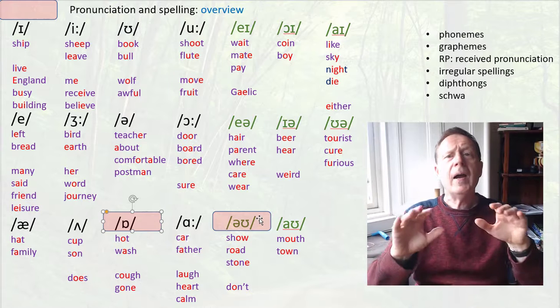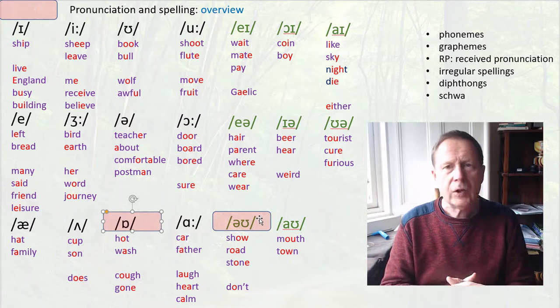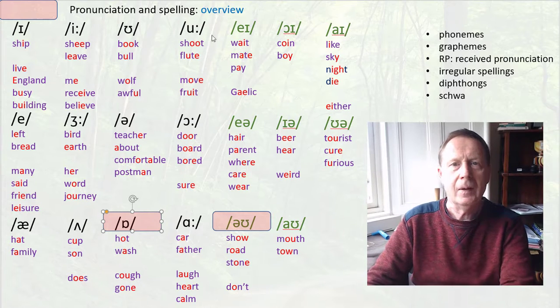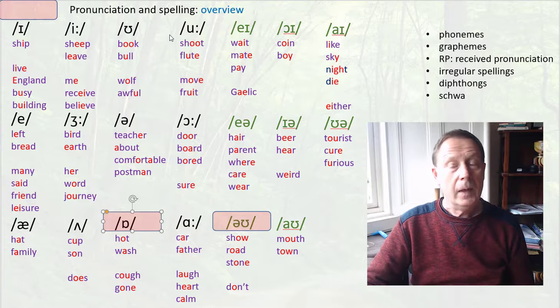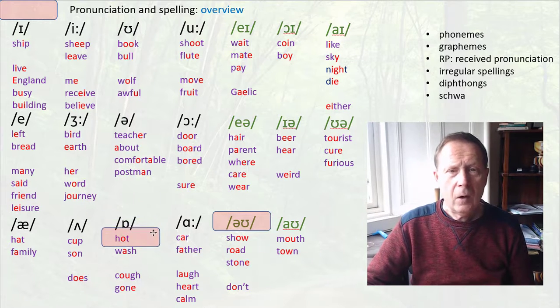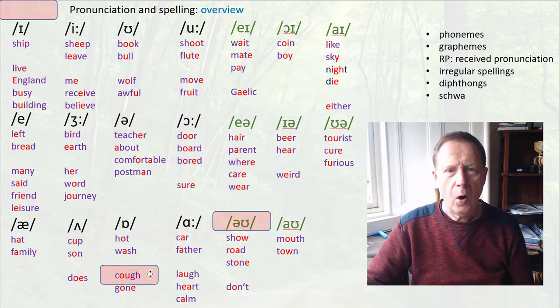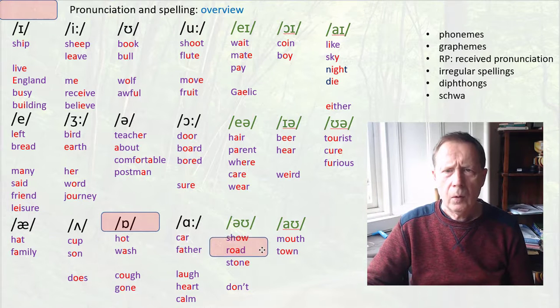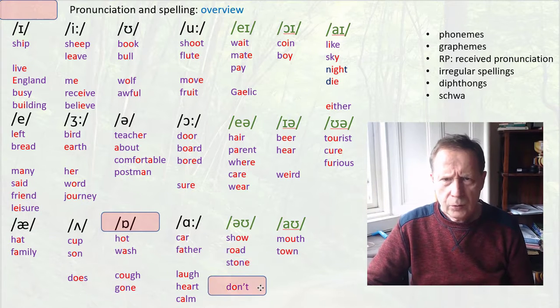Now, you can watch my overview video in which I talk about all of the vowels that you can find in English British pronunciation. In this particular video, we're going to look at the sound O, as in hot, wash, cough and gone. And then we're going to look at the sound O, as in show, road, stone and don't.